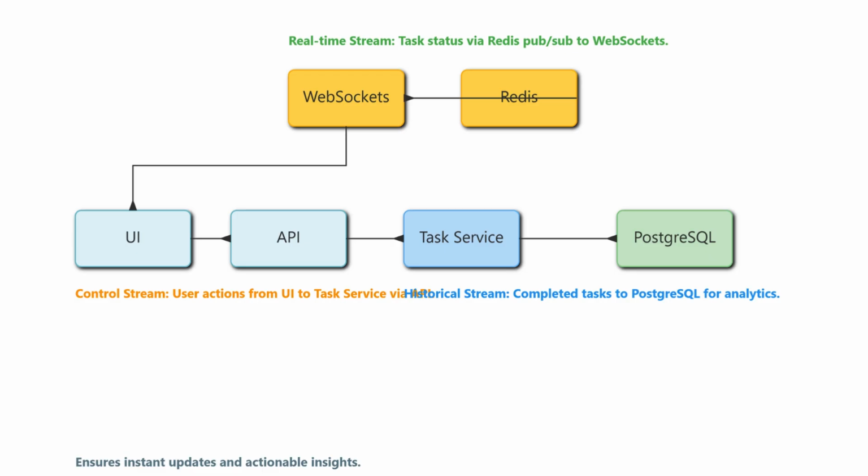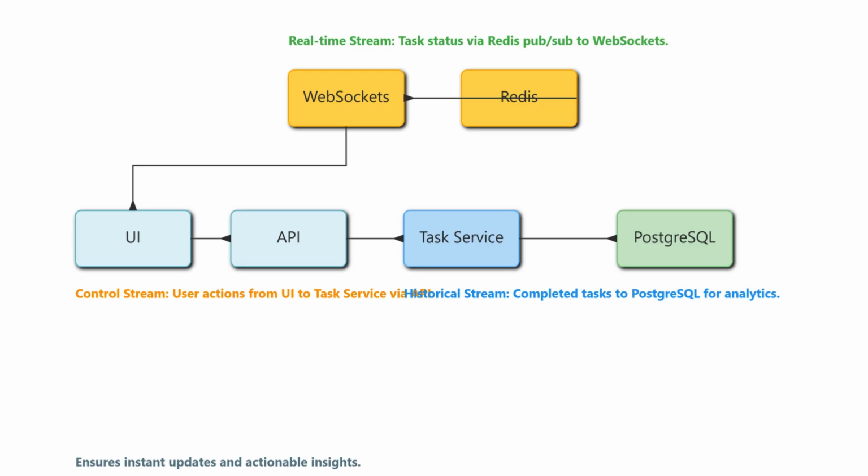Second, we have the control stream. This is for your actions. When you interact with the UI, perhaps clicking Retry Task or Pause Queue, these user actions flow from your React components through the API gateway and into the task service. The task service then updates the queue state and triggers the necessary actions by your worker processes.